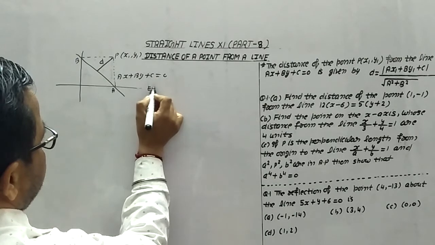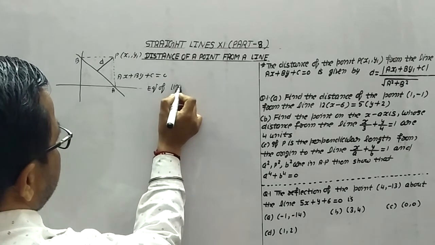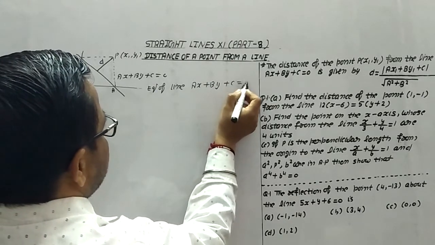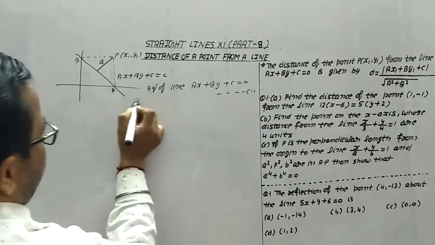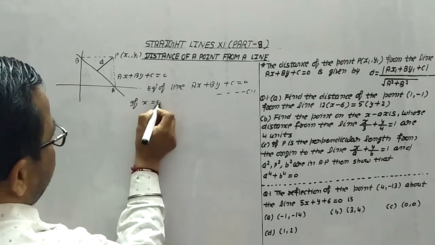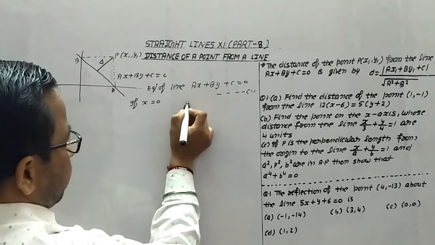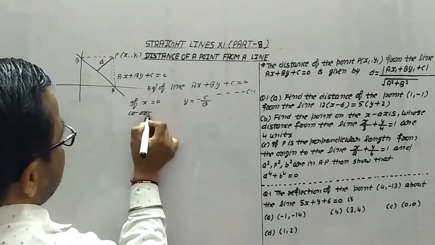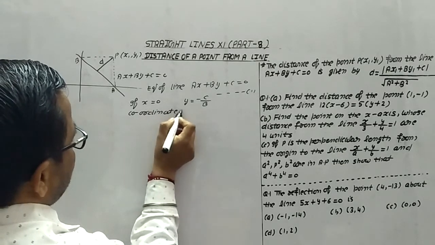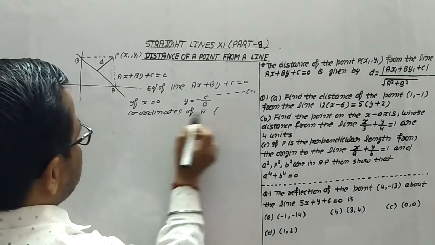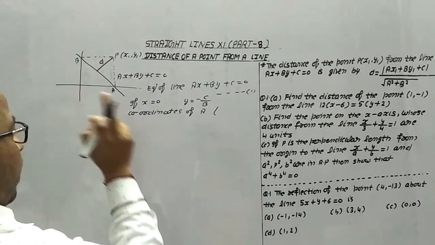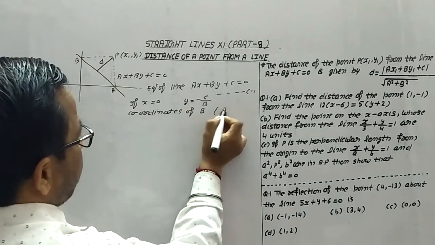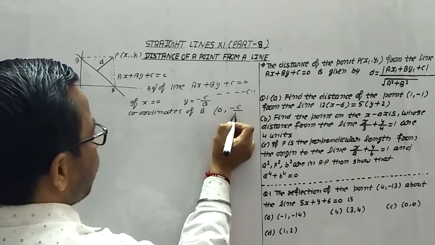Now what is the equation of the line? Equation of line is ax plus by plus c equals 0. Let us suppose this is equation number 1. Now if x equals 0, what are we getting? y equals minus c upon b. Therefore we can say the coordinates of B are, sorry, on the x-axis y equals 0 and on the y-axis x equals 0. Therefore coordinates of B will be 0 and minus c upon b.